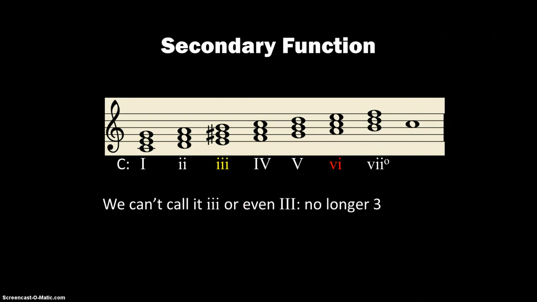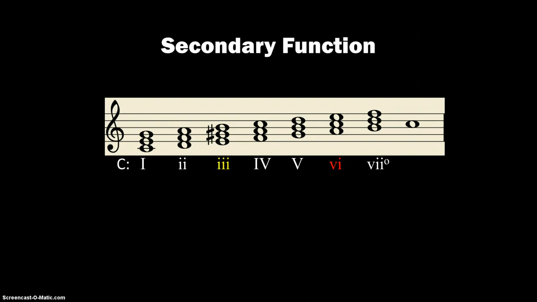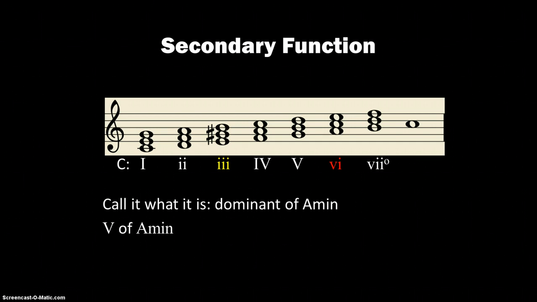So we can't call it a 3 chord, minor or major. It's not functioning as a 3. What is it functioning as? It's functioning as the dominant chord in A minor. So we're going to call it just that. We're going to call it the 5 of A minor, or 5 of 6. Okay, and that's what we would write there.